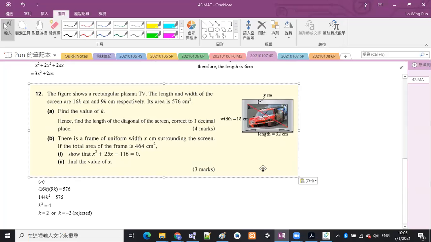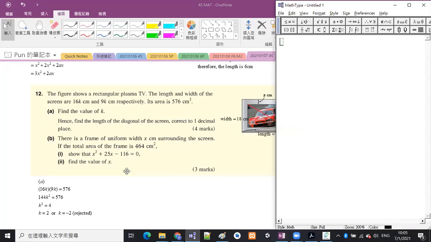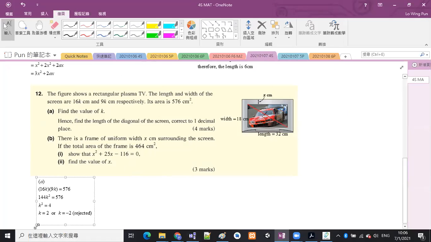Okay. And then if you want to find the length of the diagonal, we just use the Pythagoras theorem. So the length of the diagonal should be equal to the square root of 18 squared plus 32 squared. Okay, and then you just use a calculator. So it should be 36.7 cm, corrected to 1 decimal place. Okay, so this is the answer of part A.